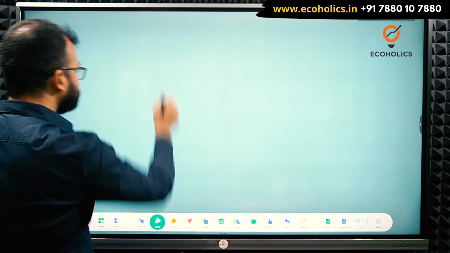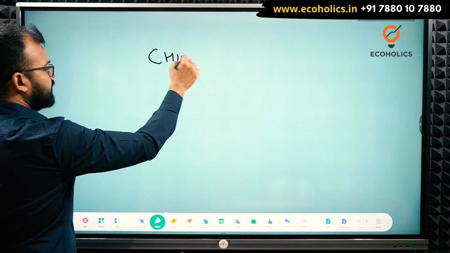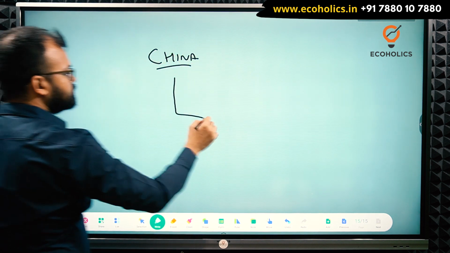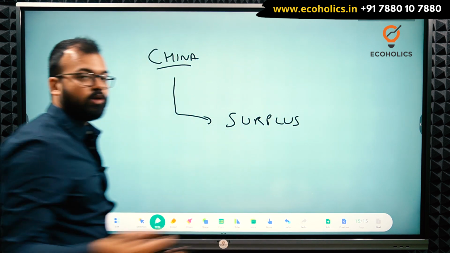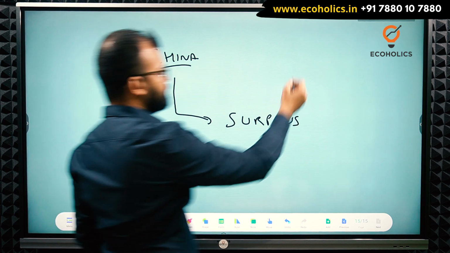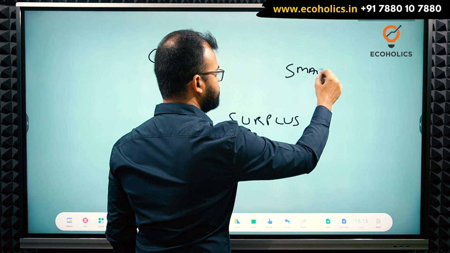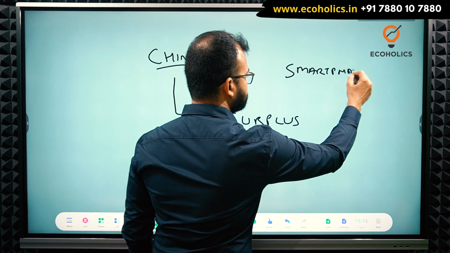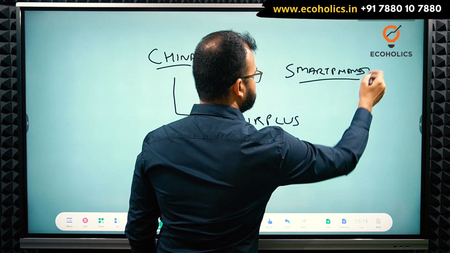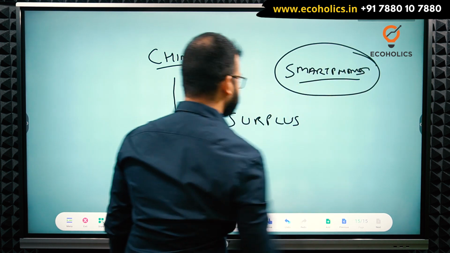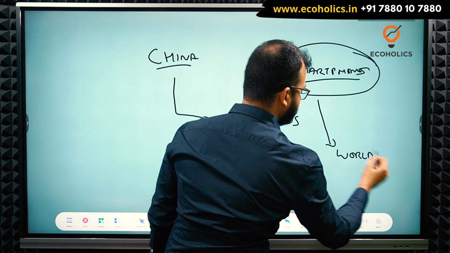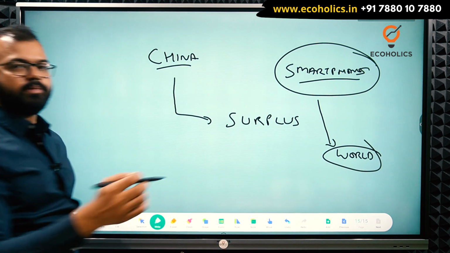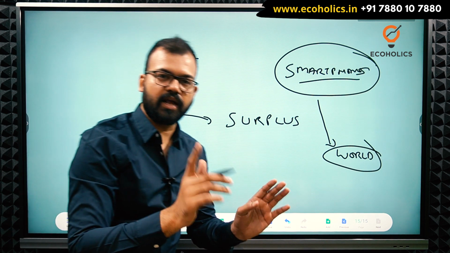This is what China is doing in real life. China is producing surplus. Surplus means producing more than what you require domestically. For example, smartphones. This is the best example you can understand. They are producing smartphones in surplus and selling all over the world. So they are feeding the world. And this is the benefit of international trade.